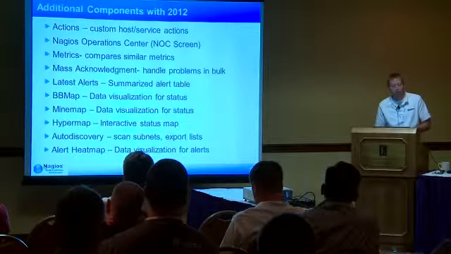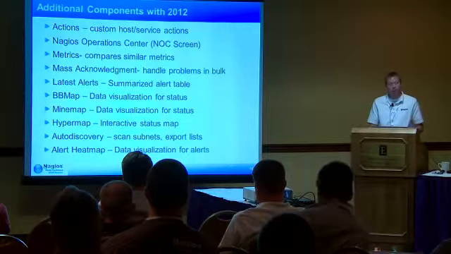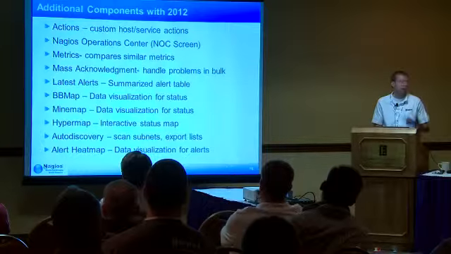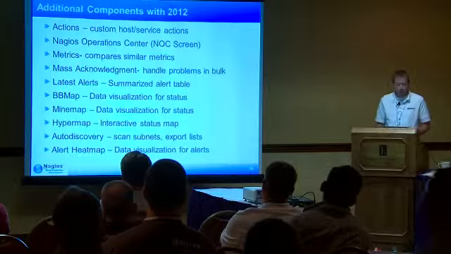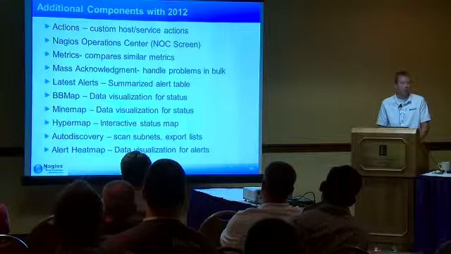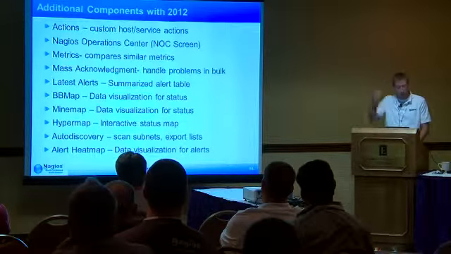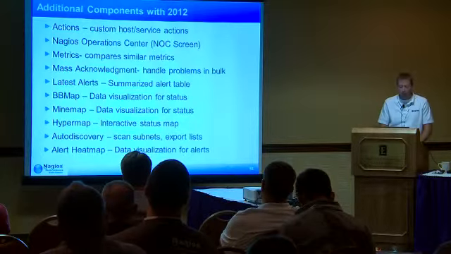The knock screen, Nagios Operations Center, just shows you an aggregation of all of your unhandled problems. Metrics will compare similar common metrics like CPU load, disk usage across several machines. Mass acknowledgements basically lets you either acknowledge or schedule downtime to a large list of hosts or services at once, and you can pick them out just with checkboxes and so forth.